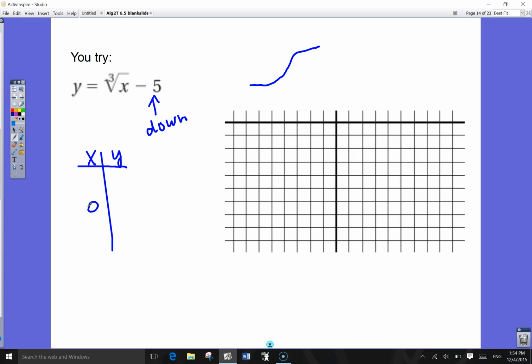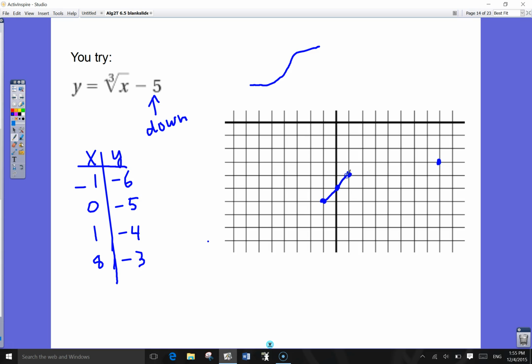0. There's no x plus a number or x minus a number inside the radical, so it's 0. Then negative 1 and 1. If we put in negative 1, the cube root of negative 1 is negative 1. Minus 5 is negative 6. The cube root of 0 is 0. Minus 5 is negative 5. The cube root of 1 is 1. Minus 5 is negative 4. And if there's room on this, I'm going to put in 8. Cube root of 8 is 2. 2 minus 5 is negative 3. So the points are negative 1, negative 6; 0, negative 5; 1, negative 4; and 8, negative 3.